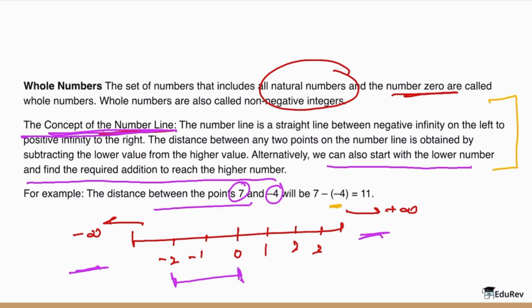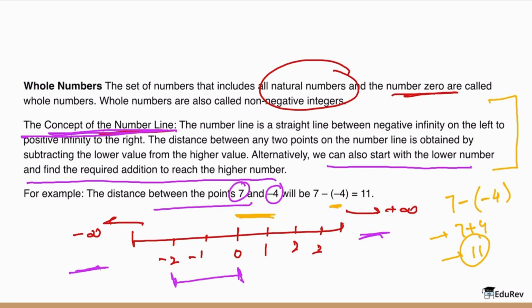So I'm going to write 7 minus my lower number. My lower number is -4, so I write 7 minus (-4). It's going to be 7 plus 4, which is nothing but 11. So 11 is your distance between 7 and -4. So this is a distance. Okay, this is the concept of whole numbers.